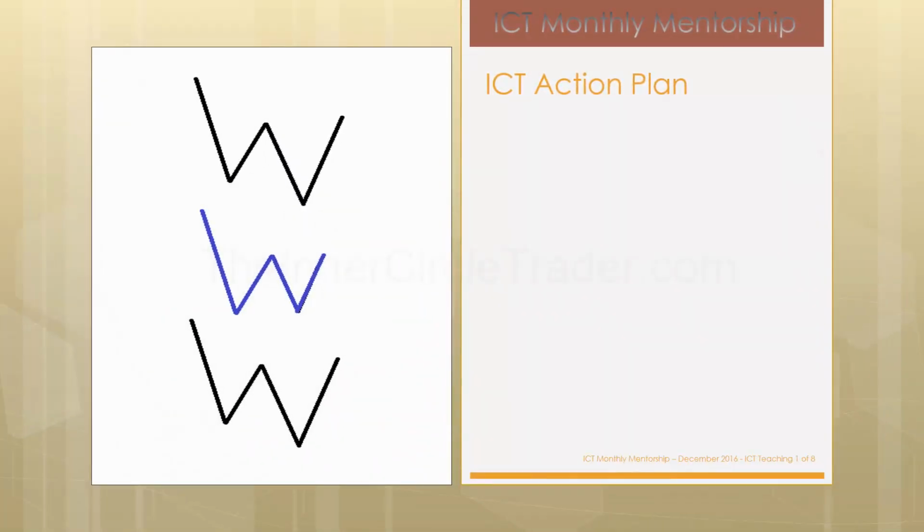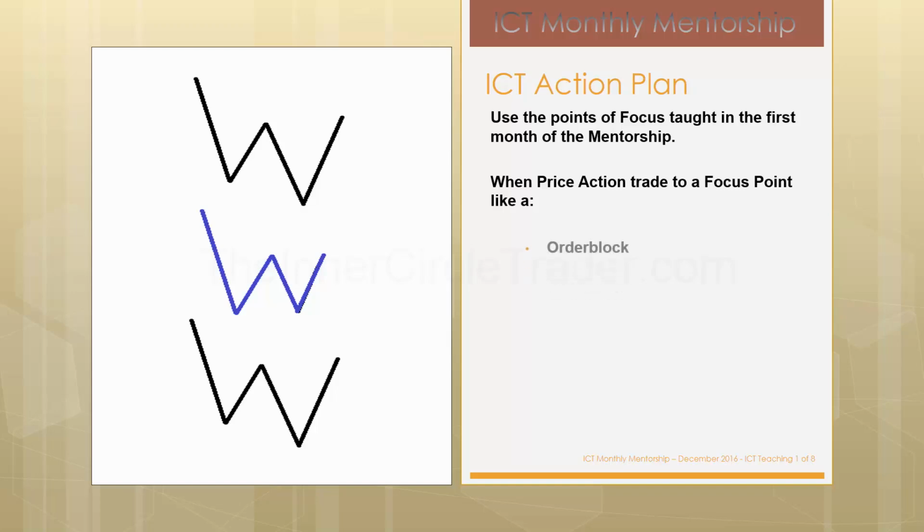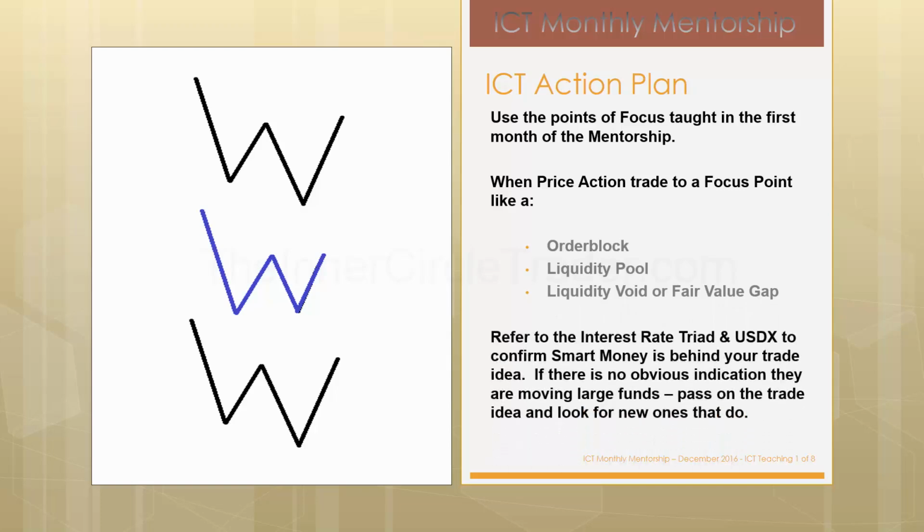All right, so what do we do with this information? You know, what can we do to build some kind of an action plan so we can use the information in a context where it helps us, not just talk about it in hindsight? Well, we have to use the points of focus taught in the first month of the mentorship. When price action trades to a focus point like an order block, a liquidity pool, a liquidity void, or fair value gap, you refer to the interest rate triad and the dollar index.